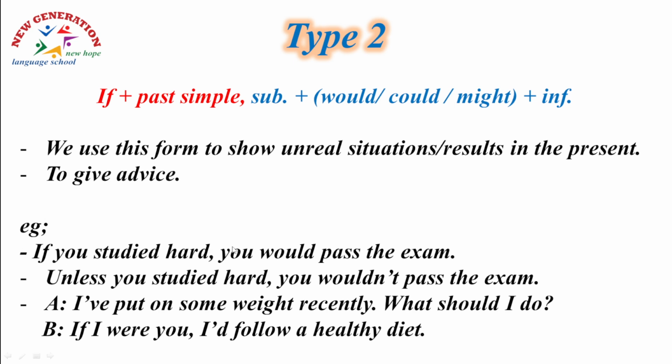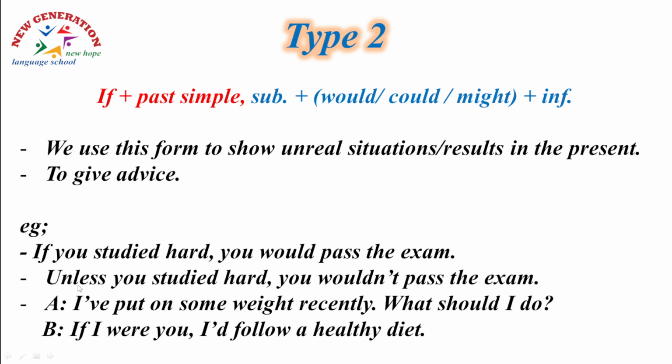If you studied hard, you would pass the exam. Now I'm talking to someone who already failed the exam, so I am some kind of blaming him or her. If you studied hard, you would pass the exam. What is the real situation? He or she, the one I'm talking to, didn't pass the exam. So we imagine the opposite of this situation, and we form this kind of condition.